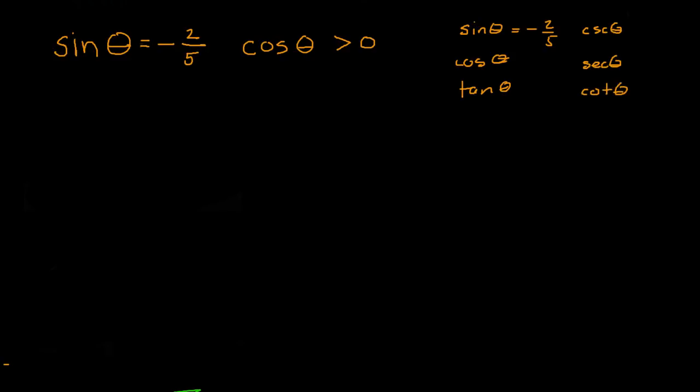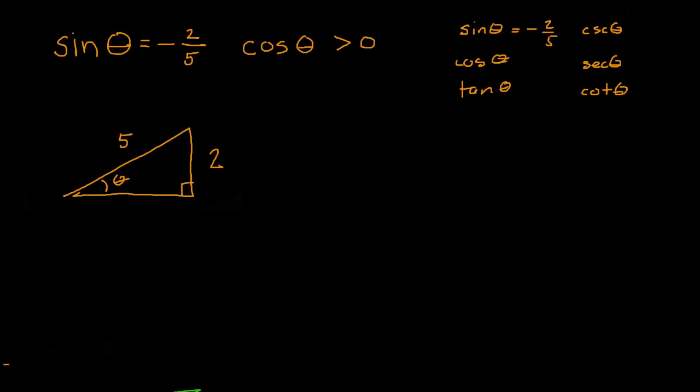And I want to introduce to you what I call the triangle method. It's actually very easy. All you have to do is draw a triangle. Label this angle theta. This is my 90-degree angle right there. Now remember what sine is. Sine tells me that the opposite would be the 2 and the hypotenuse would be 5.